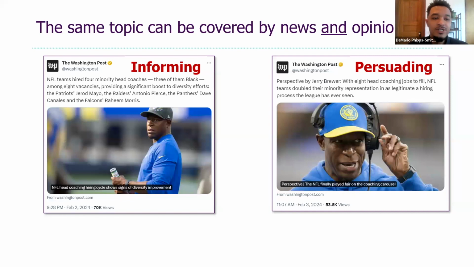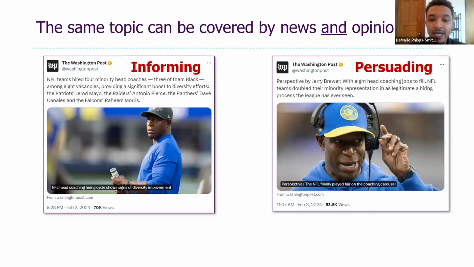A big problem with people's ability to distinguish news from opinion is that a lot of times the same topic that's covered in news is often covered in opinion, and it can often look the same. So these postings by the Washington Post, the one on the left is a straight news piece. It's telling you about four minority head coaches who have filled head coaching vacancies in the NFL.